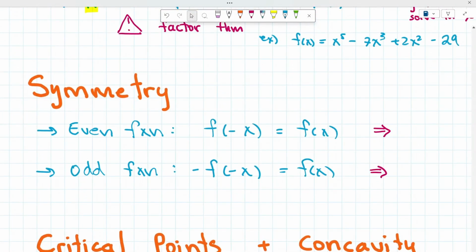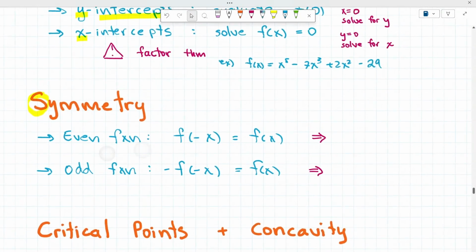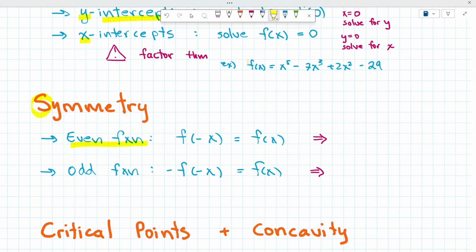Let's move on to the S. So the S in our DISCA here is our symmetry. So there's two types of symmetry that we can have. The first type of symmetry is if you have an even function.